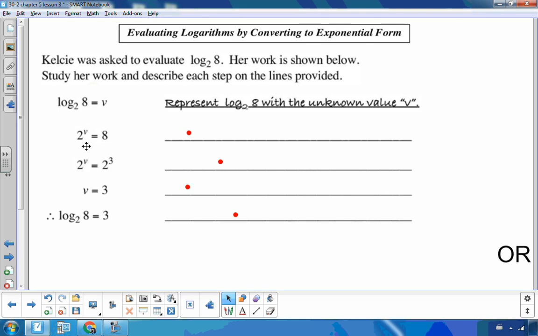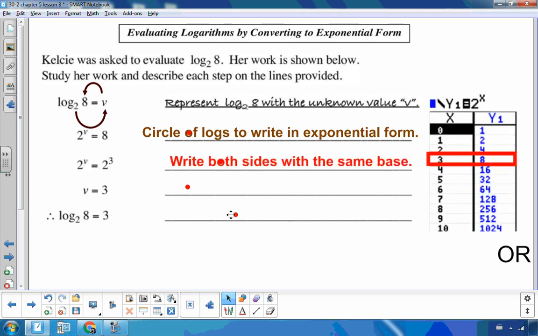Then in the next step, she switches to exponential, and she does that using a circle of logs. So base to the answer equals the argument. So 2 to the exponent of v equals 8. In the next step, she writes both sides with the same base. I'm looking for powers of 2. I see that 2 cubed is the same as 8, so I can replace 8 with 2 cubed. Then I make like a DJ and drop the base since it's the same on both sides. And therefore, v must equal 3. So that tells me that log base 2 of 8 equals 3.